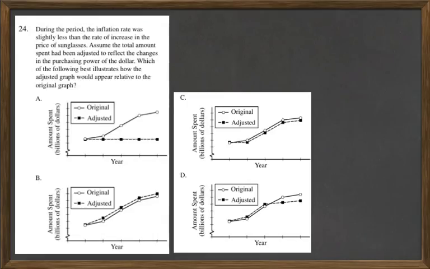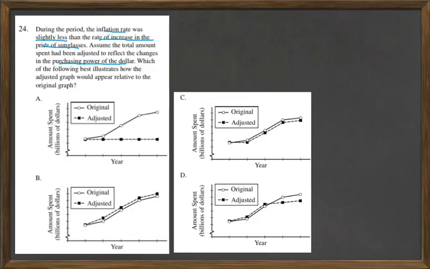First question is, during the period, the inflation rate was slightly less, this is key, slightly less than the rate of increase in the price of sunglasses. So let's say sunglasses went from $2 to $2.10, then the rate of inflation would have, if you would have followed that, it would have been $2.08 instead. Assume the total amount spent had been adjusted to reflect the changes in the purchasing power of the dollar. Which of the following best illustrates how the adjusted graph would appear relative to the original graph?